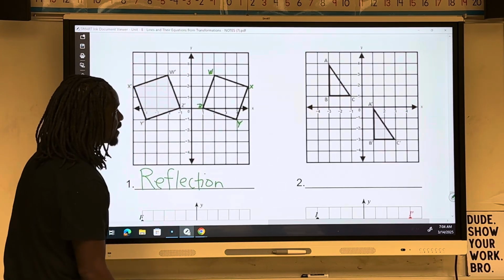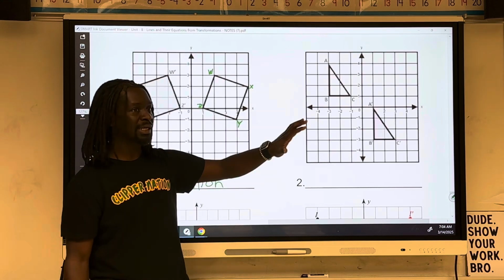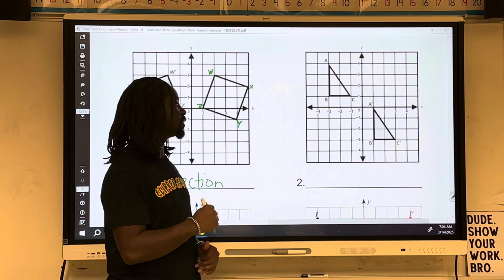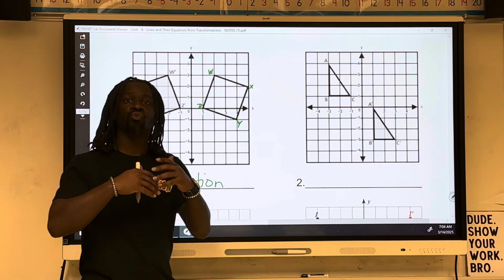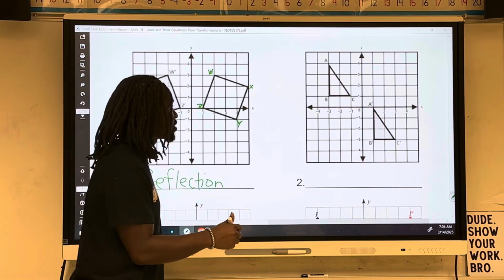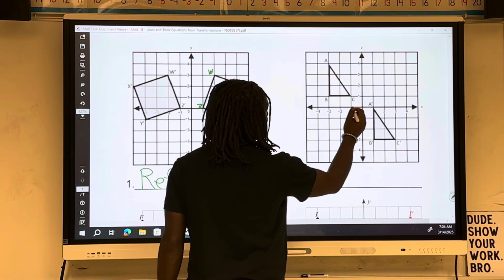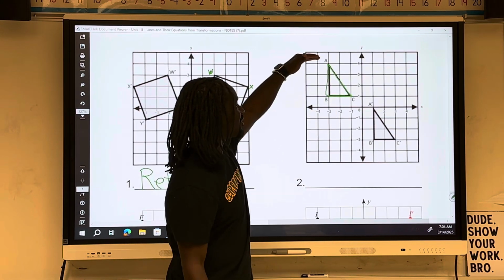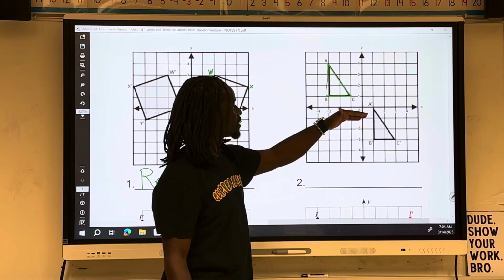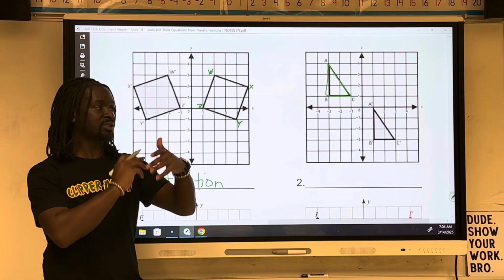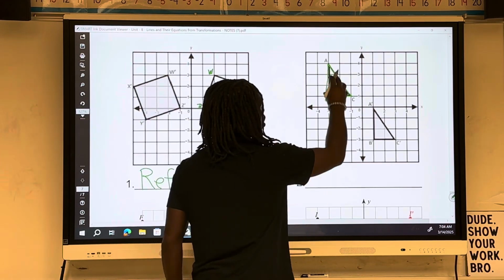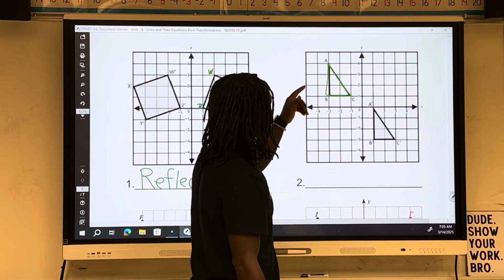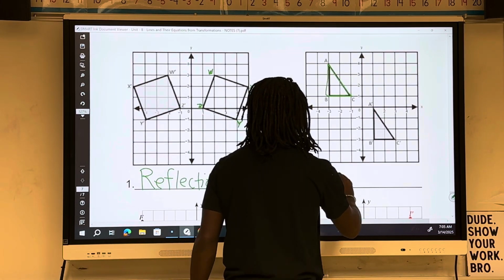Example number 2. Again, if I was to ask you which one is the original and which one is the image, which one is the pre-image and which one is the image? Well, the pre-image, where it starts, is the one without the apostrophes. So we started here. We had A, B, and C. And we still have A at the top, B at the bottom, C. So it didn't reflect because the positions didn't change. All it did was slide down.